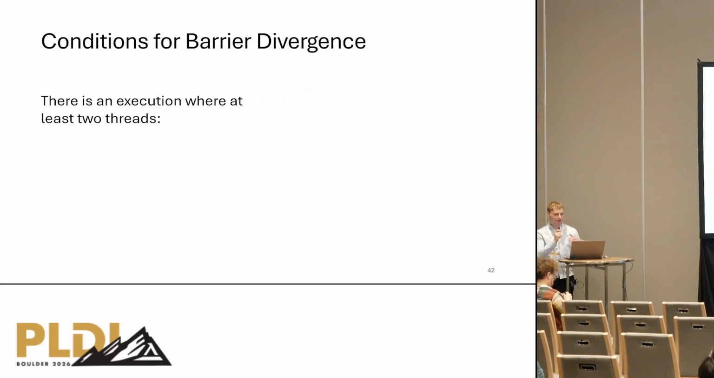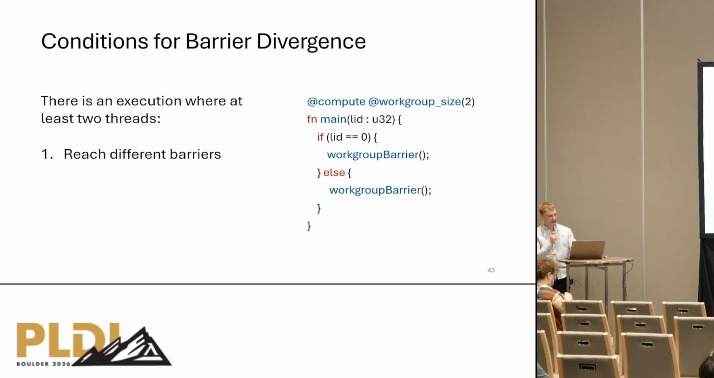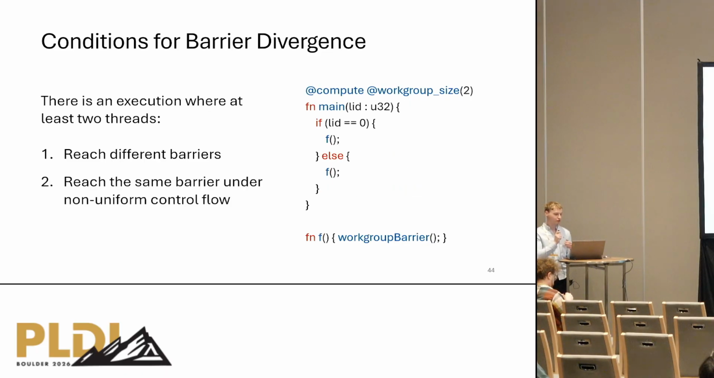And so there are roughly two conditions for dynamically defining barrier divergence. The first is that there is an execution where at least two threads reach different barriers, and we've already seen a case of this. And the second is that two threads reach the same barrier but under non-uniform control flow. I don't have much time here to give you a precise definition of non-uniform control flow, so I'm hand-waving a little bit, with the precise definition being in the paper.